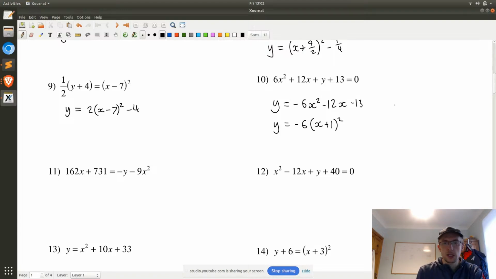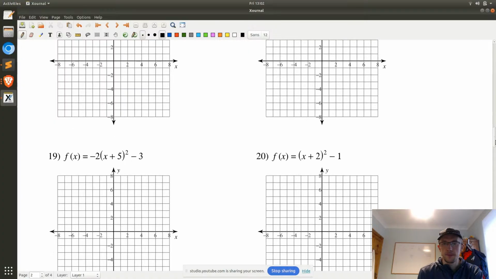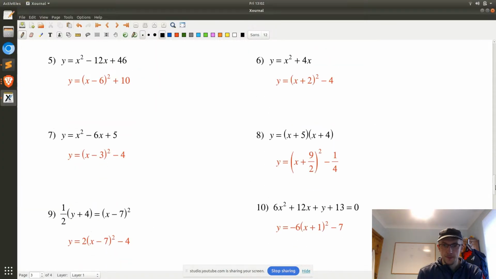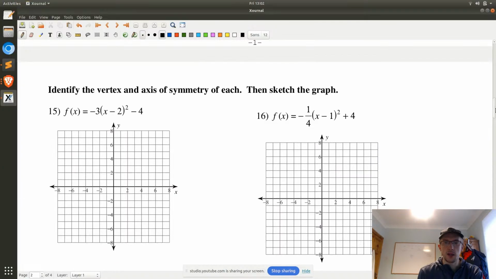There, like that. And when you square that, you get x squared add 2x add 1 times by negative 6, so you get negative 6x squared take 12x take 6. And we need negative 13. So we're going to take 7. So we'll check that. Oh, yay. Okay, it's right.